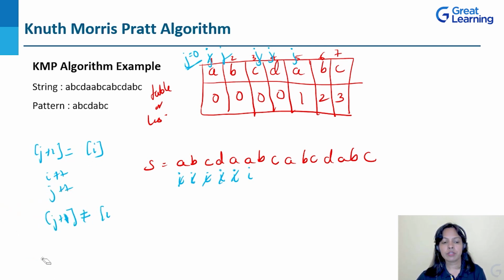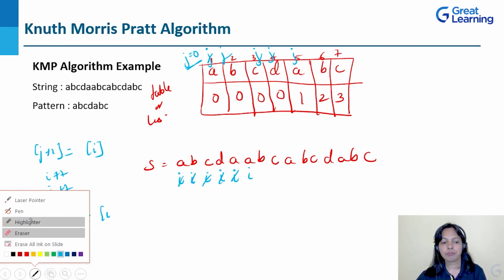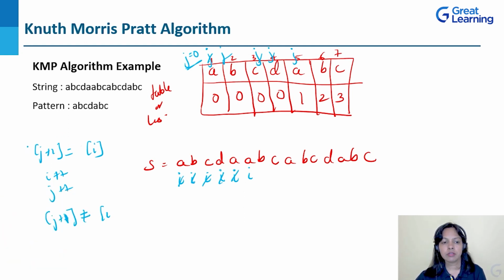Okay, this is fine. So this is pattern of j plus 1 and string of I, and this is also pattern of j plus 1 and string of I. If it is not equal, then you have to decrement j. Now where to decrement j, that you have to understand. So j is right now pointing at this location, right? J plus 1, we have compared this with I. So j we have to decrement at this particular index.